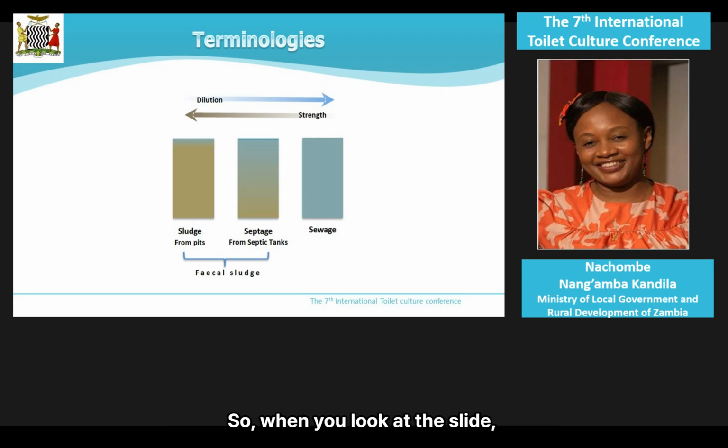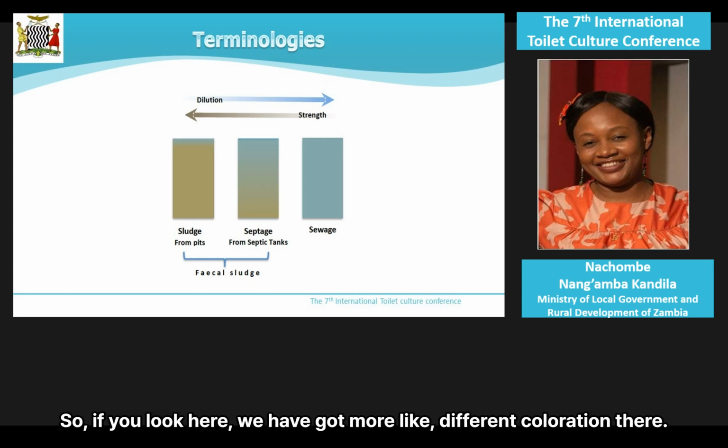So when you look at the slide, could we, I'm so sorry, the pointer is not working for me. So we go to the next slide. Next slide again. Yeah, okay.